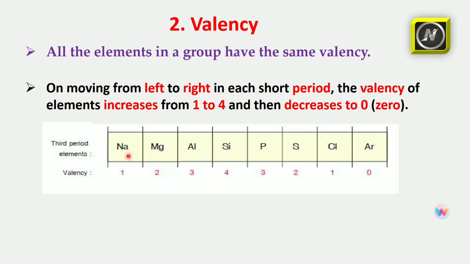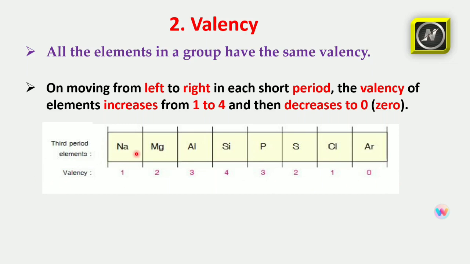So when we are moving from left to right in a period, what about valency in a group? If you take any one group, the elements of that group have the same valency. But in a period, when we are moving from left to right, valency increases from 1 to 4 and then decreases to 0.